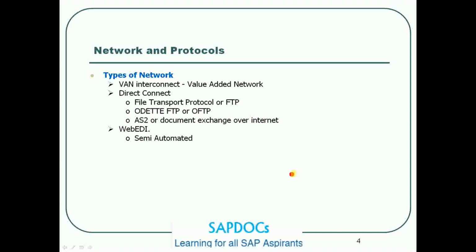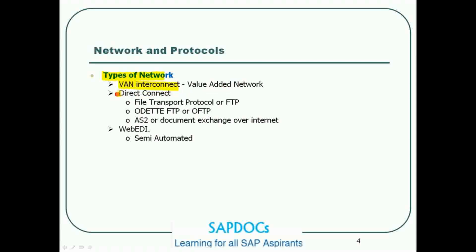In the definition, we looked at the computer, data, and the direction. In the computer network, there are three types of network that are used. The first one is the VAN interconnect. VAN stands for Value Added Network. These are third-party service providers who excel in data traffic routing, and they take the EDI data and route it to the right trading partner where the data is supposed to go.